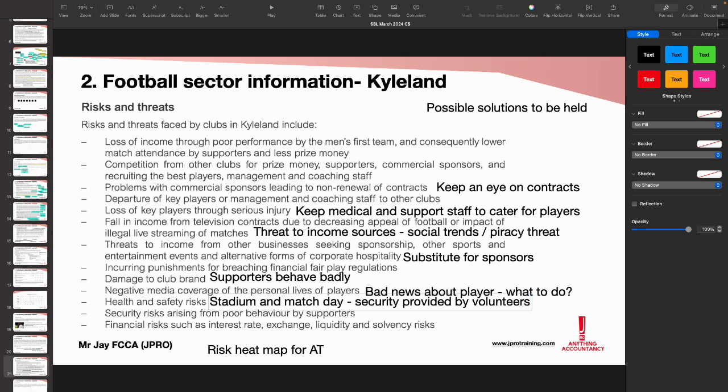Now, two words that they have highlighted here: liquidity and solvency. Liquidity basically means you don't have enough cash flow. That's why I highlighted earlier on. You may need to think about how to raise cash. Solvency is more about inability to pay your debts that are due. Here, this is more related to your gearing and your interest costs. Okay, those are the major risks that you have to consider.